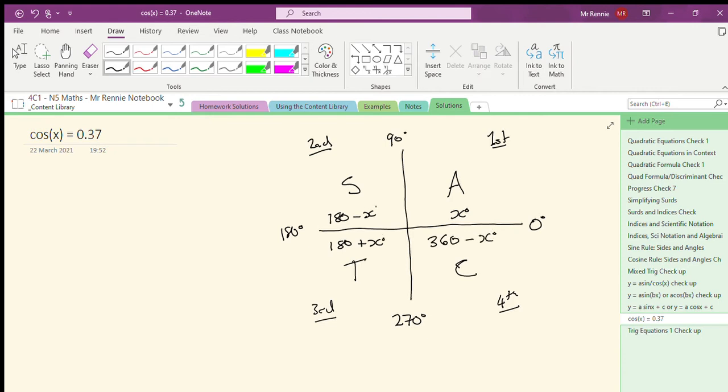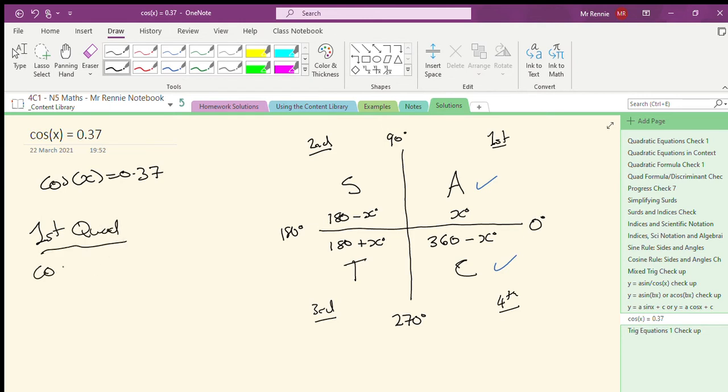Because I am dealing with cos of x equals 0.37, cos is positive, therefore I need to tick where cos would be a positive value. All graphs are positive in the first quadrant, so cos will be positive there, and in the fourth quadrant also. Now that I've done that, I can go forward and solve. Now I know my two quadrants.